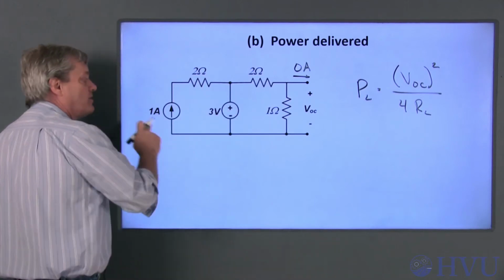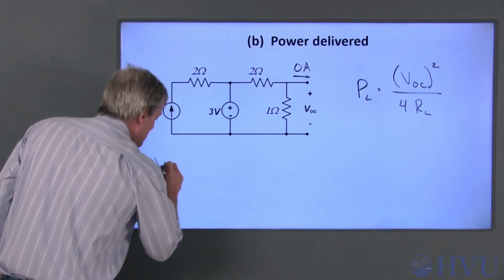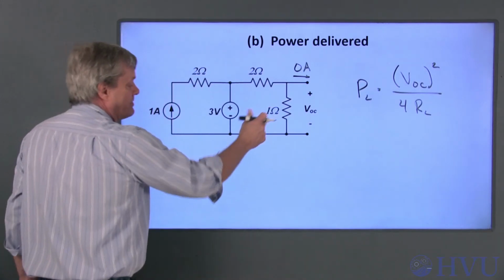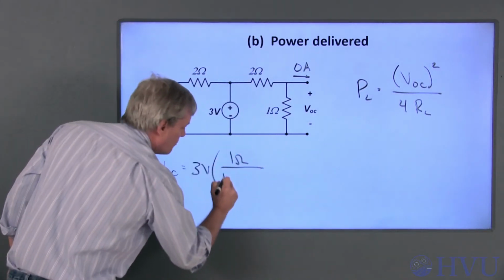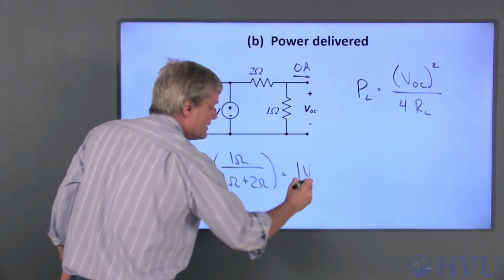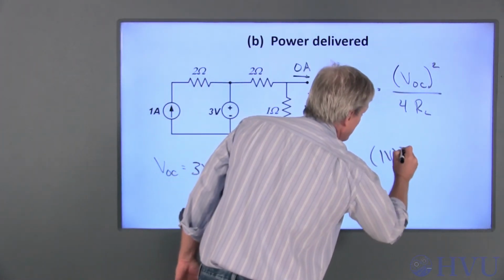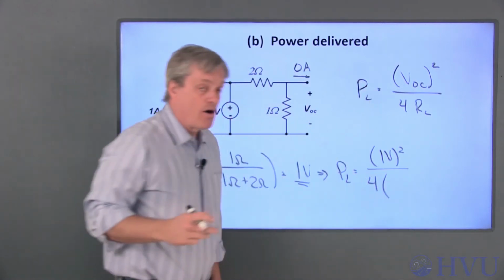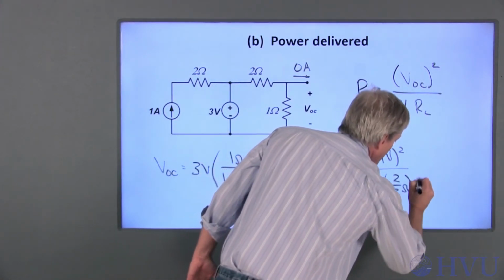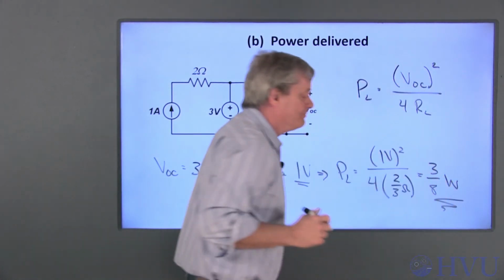For this particular case, the 1 amp source doesn't matter because this voltage source is setting that voltage difference. So VOC, according to a voltage divider, is the total voltage, 3 volts, times this resistance, 1 ohm, over 1 ohm plus 2 ohms. 3 over 3 is 1 volt. So the load power, PL, is VOC squared, so 1 volt squared over 4 times RL for maximum power. RL is RTH, which is 2/3 of an ohm. 1 over 8/3 is 3 over 8 watts.